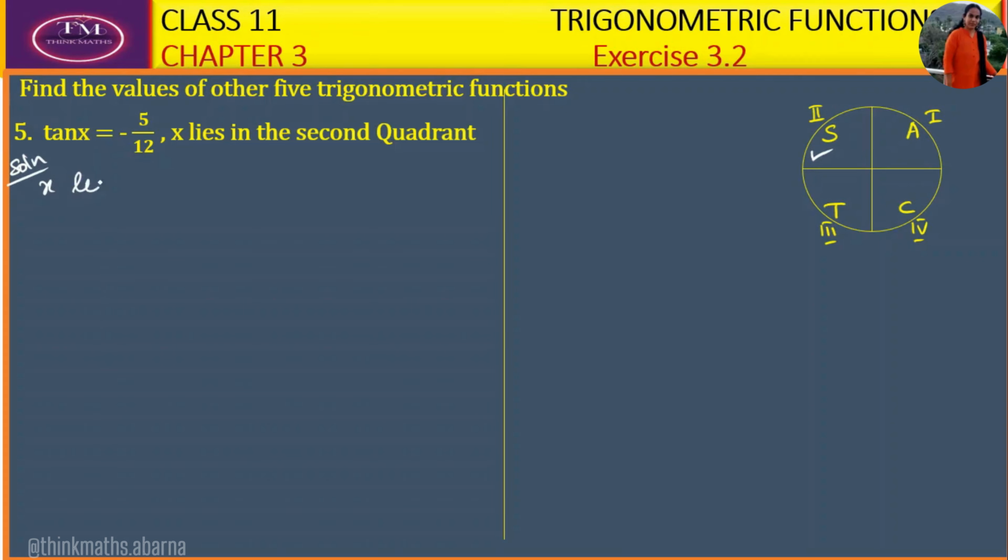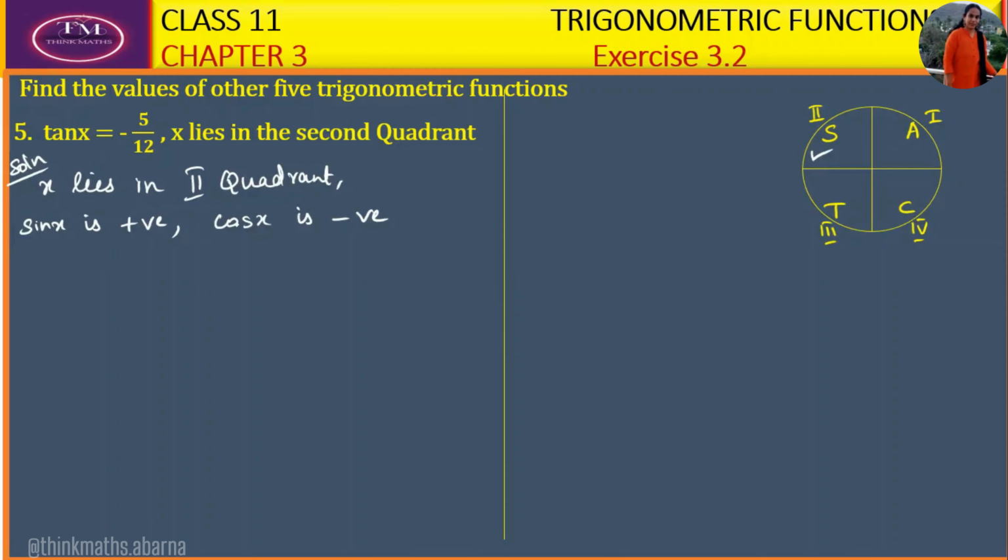x lies in the second quadrant. So in the second quadrant, sin x is positive. We will find cos x. All others are inverse of it. So cos x is negative. Okay. So here tan x equal to minus 5 by 12. So using tan x, what can we find? We can find only cot x.